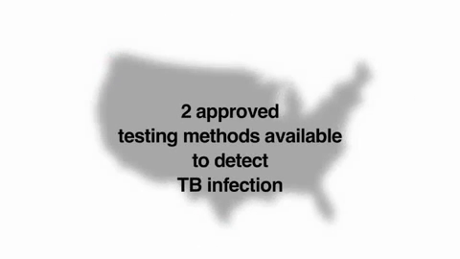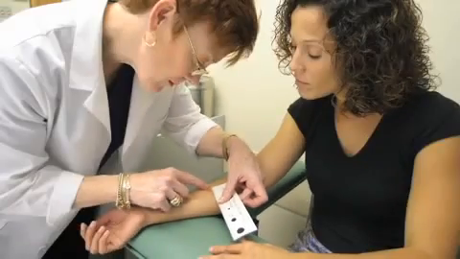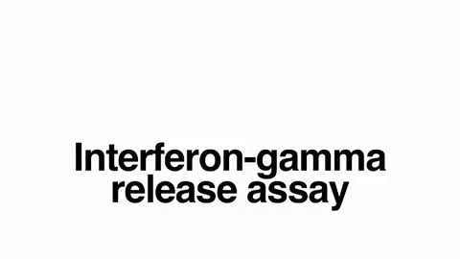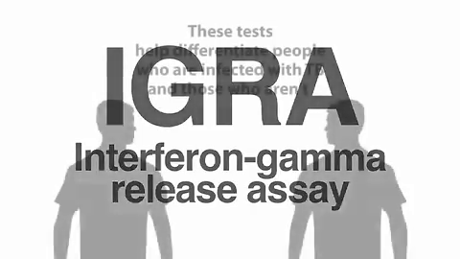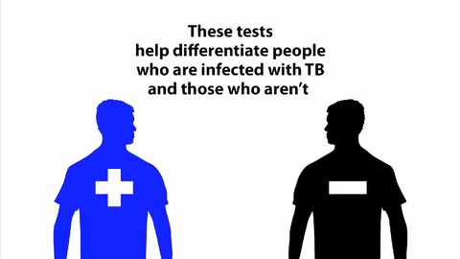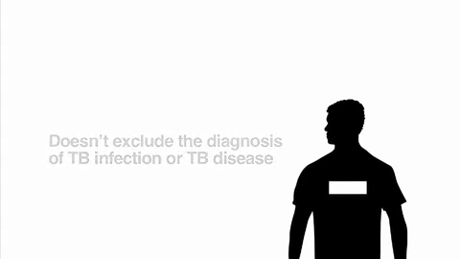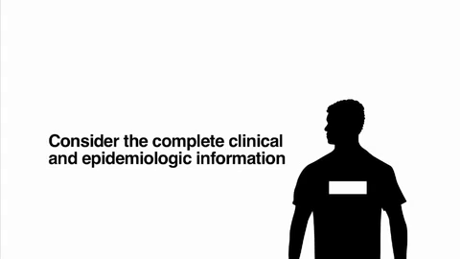There are two approved testing methods available to detect TB infection in the U.S. The first is the Mantoux tuberculin skin test, also called the TST. The second is the interferon gamma release assay, also called IGRA. These tests help differentiate people who are infected with TB and those who aren't. However, a negative reaction to either of these tests doesn't exclude the diagnosis of TB infection or TB disease. Consider the complete clinical and epidemiologic information, particularly for high-risk populations, such as people living with HIV.